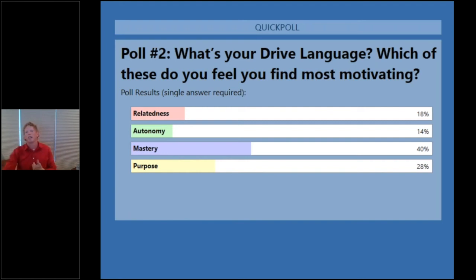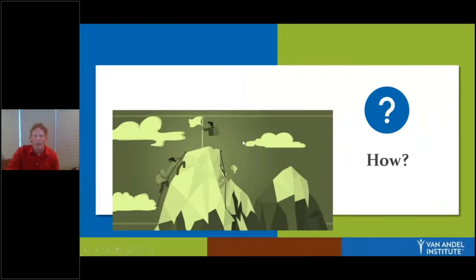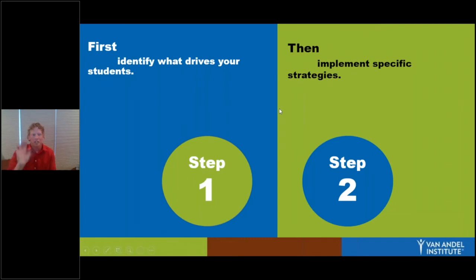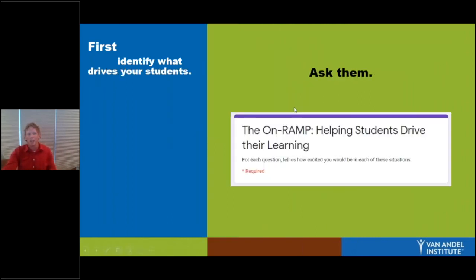Being aware of the drive languages of your students is a really powerful tool that you can use to help connect with them. But we need to think about how exactly we're going to do that. Here's the meat of our time together today. If we understand the drive languages of our students, what do we do about that? What does that process look like? So, a simple two-step process. First, identify what drives your students, and then address their drive languages. Put specific strategies into place to motivate them. If you're looking to identify the drive language of your students, the simplest way is just to ask them.